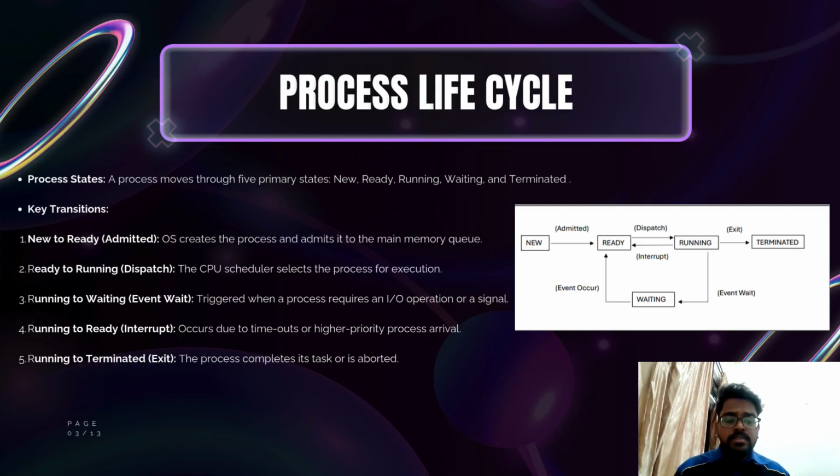If the process needs to perform an I/O operation like reading a file, it enters a waiting state. It only returns to the ready state once the specific event or signal occurs. Finally, once the task is finished or is aborted, the process enters the terminated state and is cleared from the system. So that's all for the process life cycle.